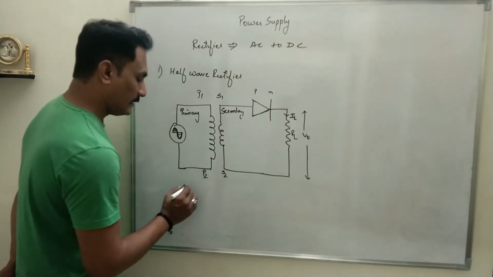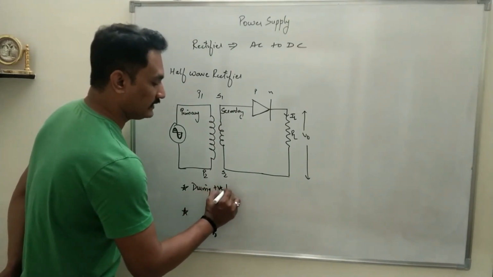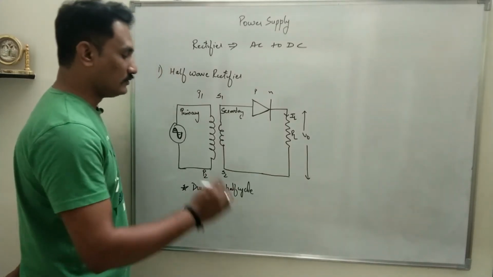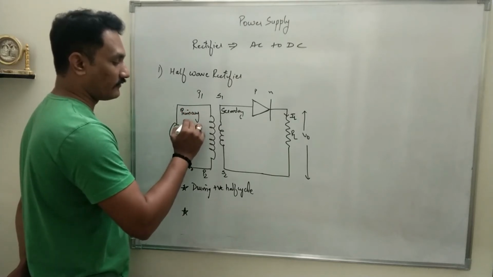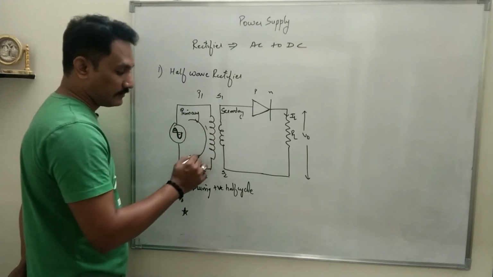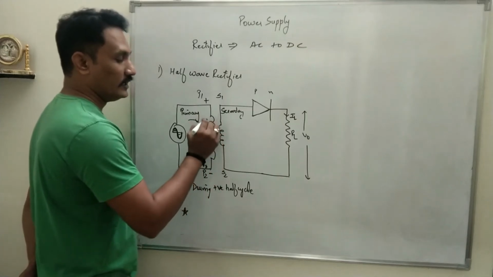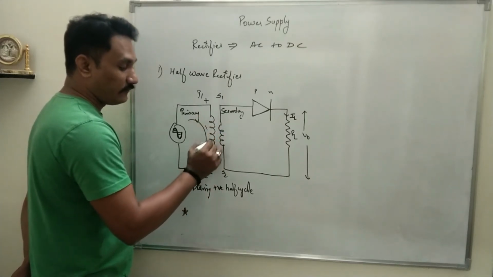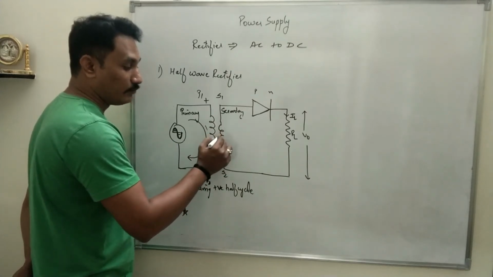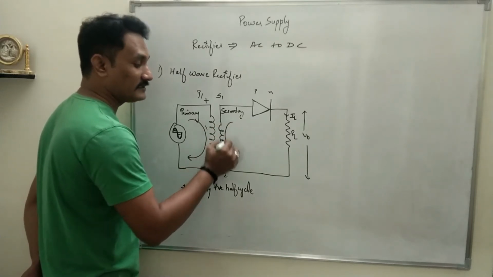Let us say during the positive half cycle, the direction of current to the primary will be like this. So P1 is more positive as compared to P2, and as I said, when current flows through the coil, a magnetic field will be produced. In that magnetic field we have kept one more coil, so the magnetic field will induce current. The direction of current remains the same.